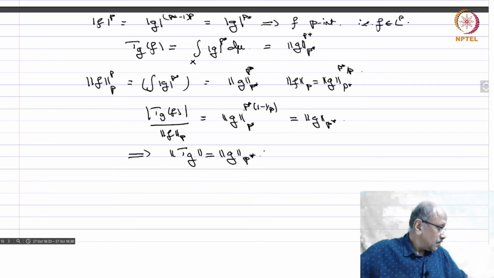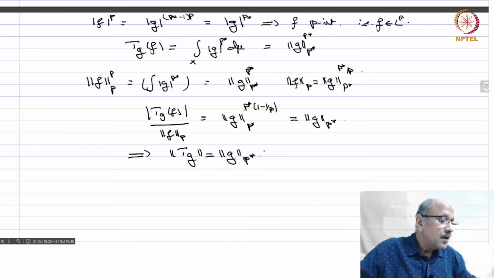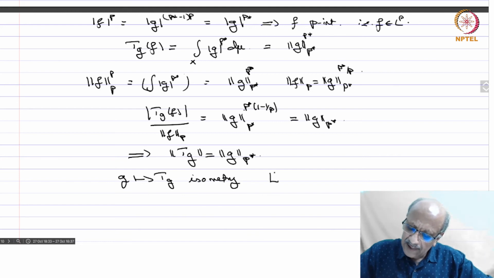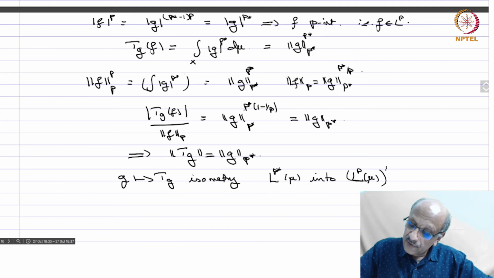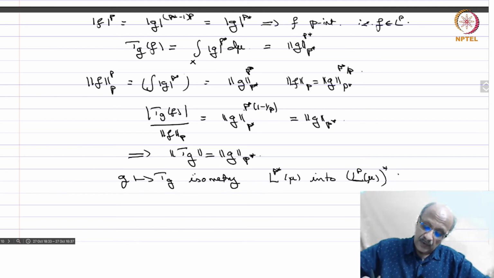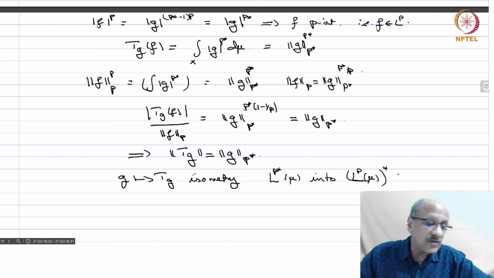Okay, so you have that g going to Tg is an isometry from Lp star(mu) into Lp(mu) star. So the image is a closed subspace of this. Our aim is to show in fact the image is the whole thing. Okay, so step 2.